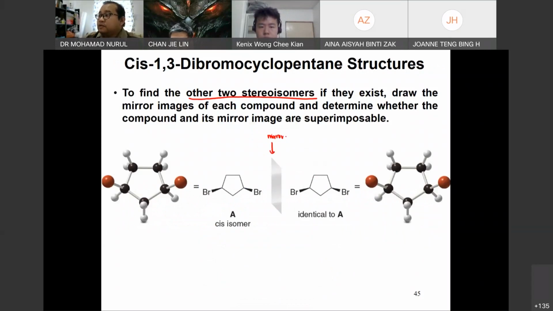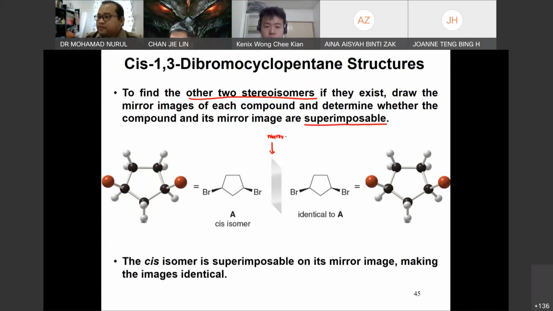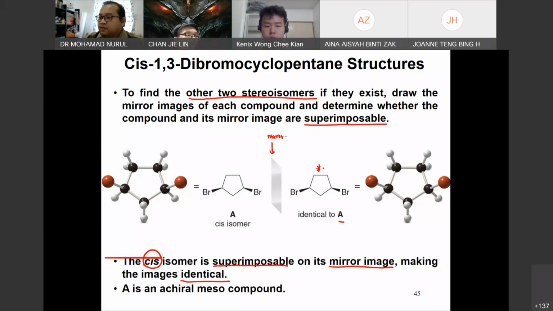So determine whether the compound and its mirror image are superimposable. The cis isomer is superimposable on its mirror image, making the compound identical. So the cis isomer is identical to this compound. So A is an achiral meso compound. Okay, achiral meso compound. So just draw the mirror image, and after that you can find it.